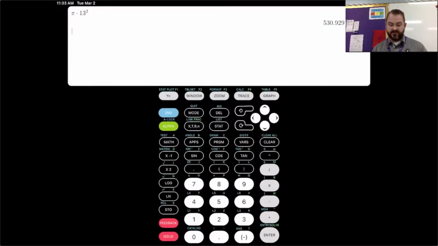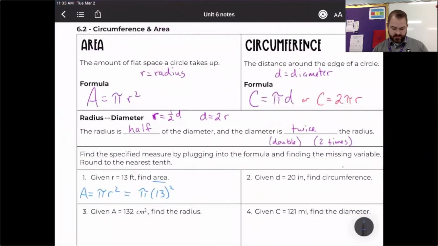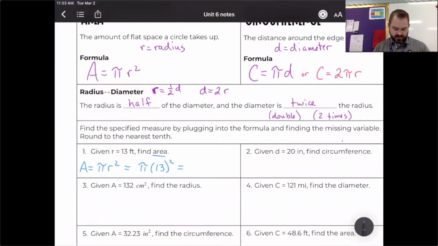Okay, so that's 530.9. It might be hard to see on my screen. So pi times 13 squared is 530.9. And that is in square feet for unit of measure.